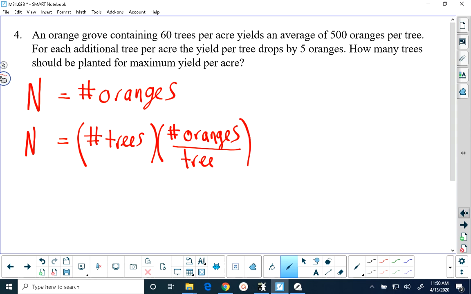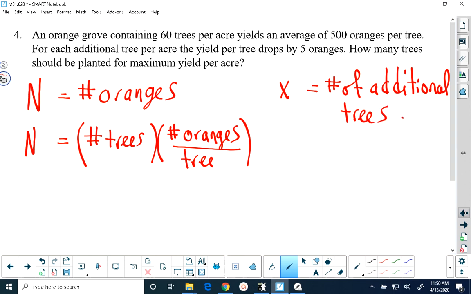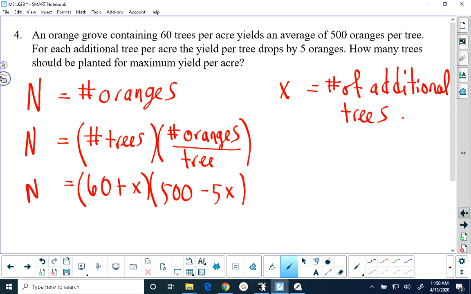Well, we need to define another variable here, and I'm going to use x, and x is going to be the number of additional trees. And that means that the number of oranges would be the number of trees, which is 60 plus x, multiplied by the number of oranges per tree, which would be 500 minus 5x. Every time we add 1 tree, we lose 5 oranges. So the minus 5x is minus 5 times the number of trees, which is the number of oranges you lose.